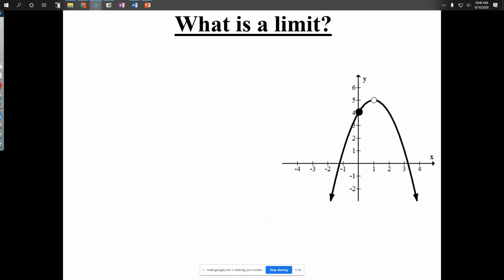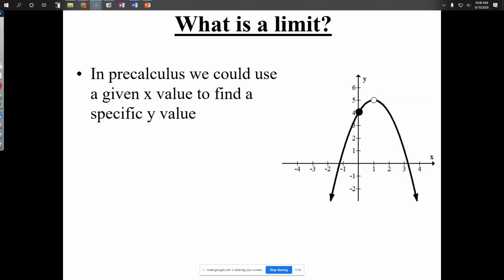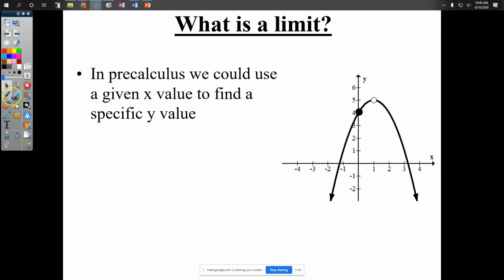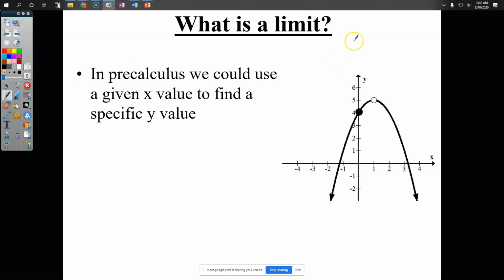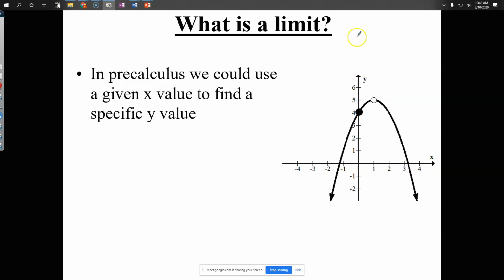So first of all, let's talk about what a limit is. In pre-calculus, you could use a given x value to find a specific y value. So, for instance, on this graph here, let's call this graph f of x. Now suppose I were to say to you, find for me f of 0. What would f of 0 be equal to? If anybody is feeling brave enough, you can unmute yourself and tell me the answer. What's f of 0?